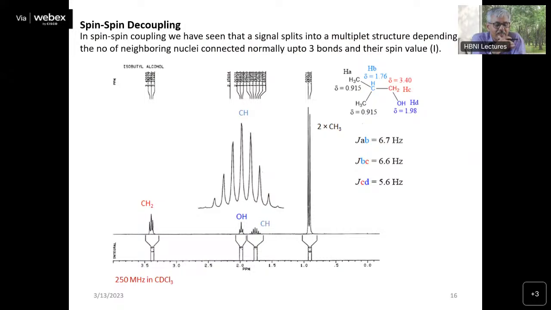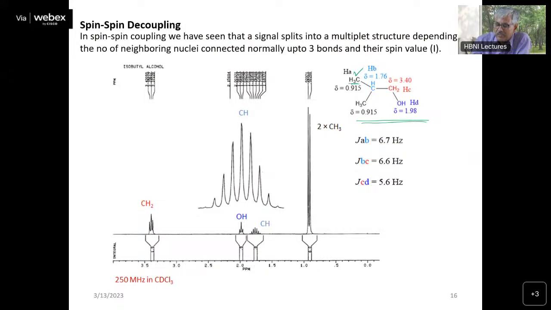Now we'll discuss what is called spin decoupling. What I have discussed in my earlier lectures 7 and 8 is what spin coupling is, so let us understand spin coupling first. Suppose you take this molecule, isobutanol. All these groups of protons come at different places due to the chemical shift, but they are not coming as a single line; you see them as various kinds of multiplet structures.